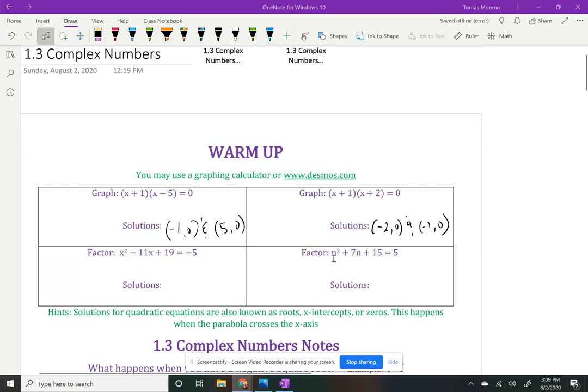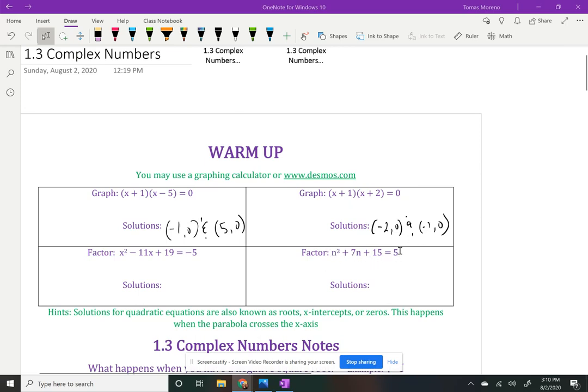All right. So this one, don't mind the n. The n is just a variable. It works just like x. It could be w, it could be z, it could be anything, right? So right now, don't worry about it too much. If you see problems like that in your book, don't worry about it too much, okay?